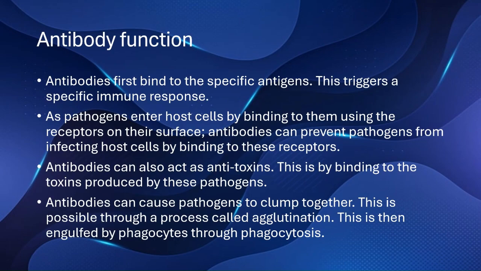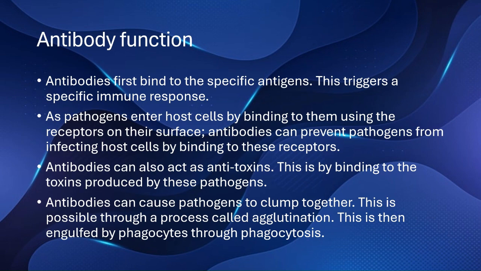So antibodies first bind to the specific antigens. This triggers a specific immune response. As pathogens enter host cells by binding to them using the receptors on the surface, antibodies can prevent pathogens from infecting host cells by binding to these receptors.